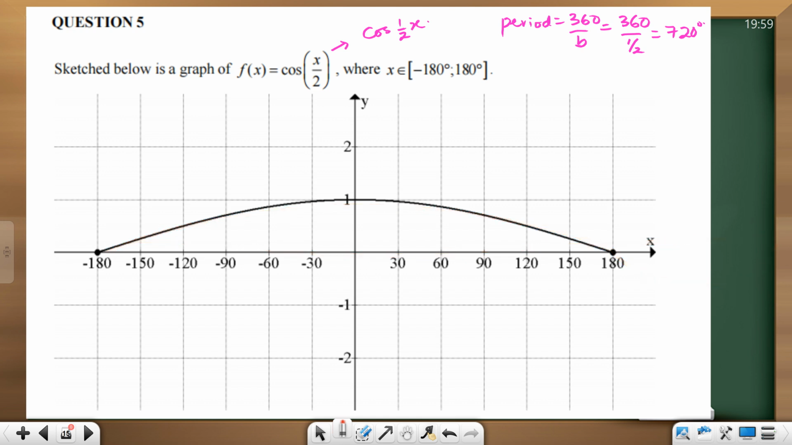It does. Upside? No, because at 0 it is 1. Check. That's the shape of the cos graph. Cos.